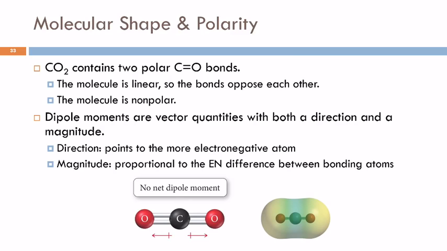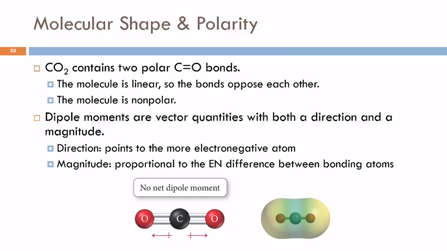So you can think of playing tug-of-war, right? And here's oxygen pulling this way, and this oxygen pulling that way, and carbon stuck in the middle, and he's just getting his shoulders dislocated, right? But he's not getting pulled in one direction or another. There's no net movement because the forces oppose each other.